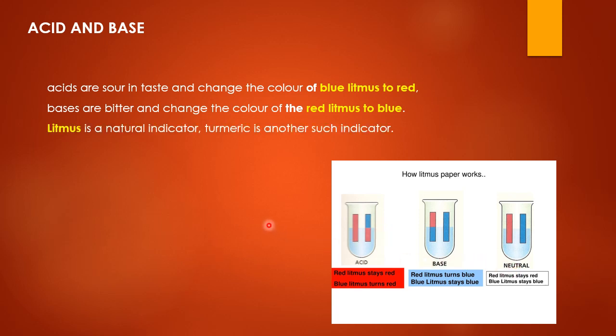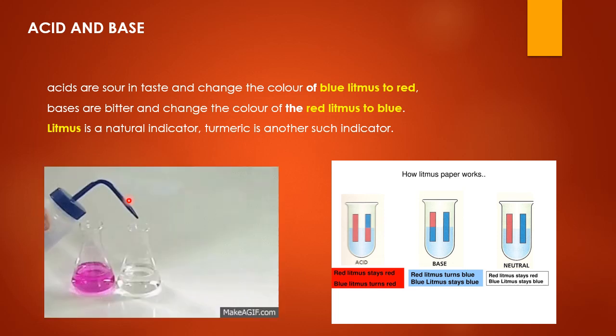What is litmus paper? Actually, litmus paper is a natural indicator that indicates the nature of the solution, whether it is acidic or basic. Turmeric is also another such indicator, and that is also natural. As we have natural indicators, in the same manner we have synthetic indicators also. Synthetic indicators also indicate the nature of the solution.